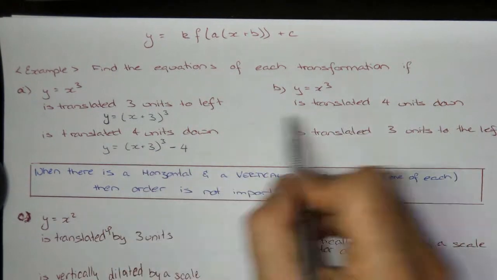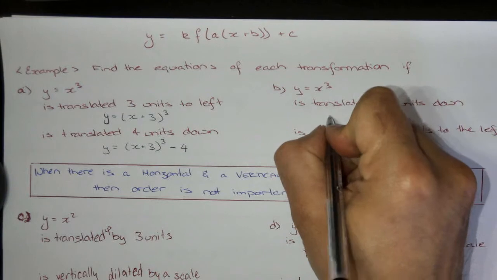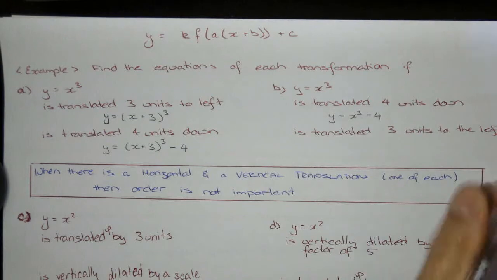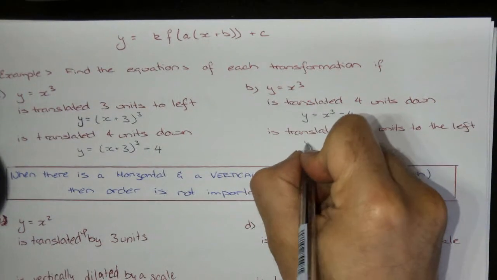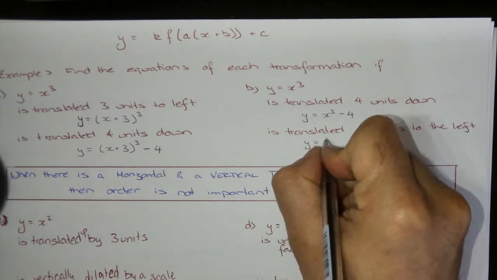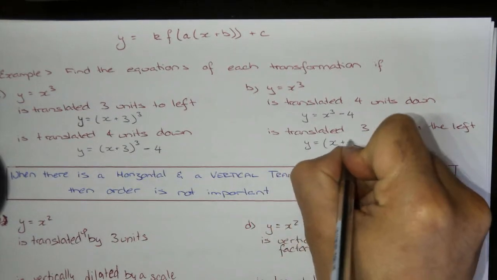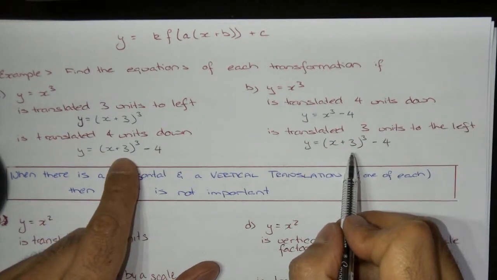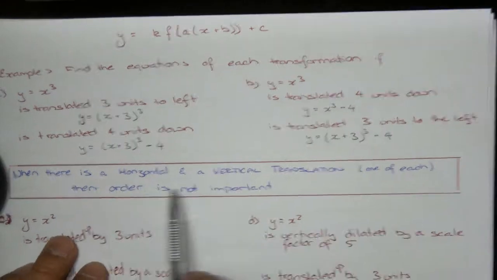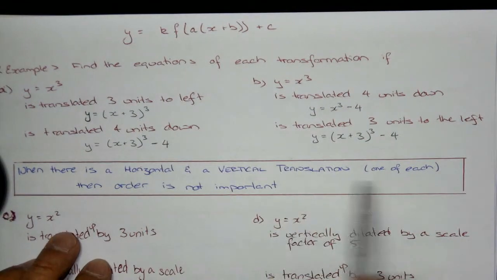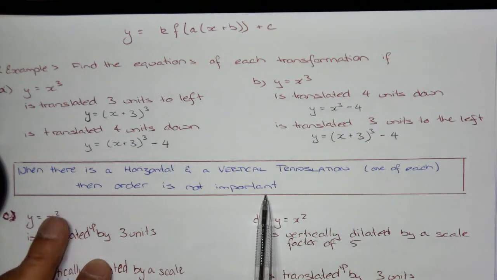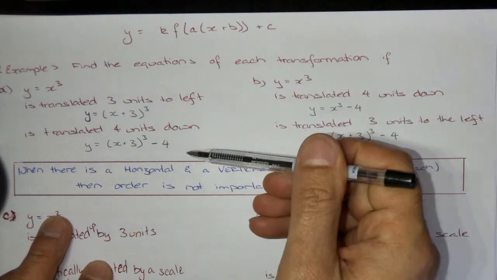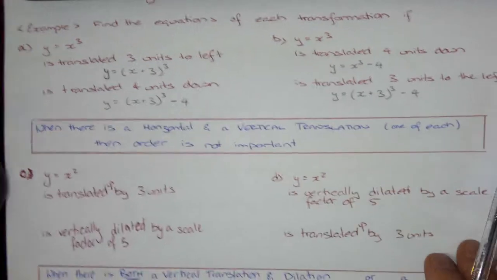What about if we do it the other way around? What about if we translate it down 4 units? Well, that's going to be y = x cubed minus 4. And if we translate it 3 units to the left, we get y = (x + 3) cubed minus 4, which actually gives us the same function. So when there's a horizontal and a vertical translation, one of each, then the order is not important. We could have done the vertical translation and then the horizontal, or the horizontal then vertical. It's up to you.